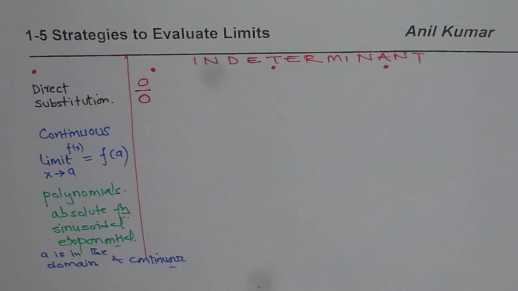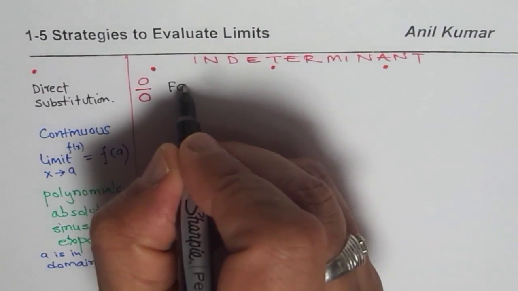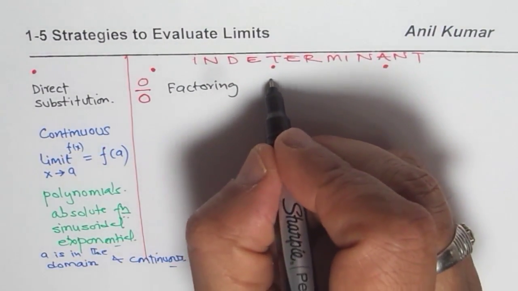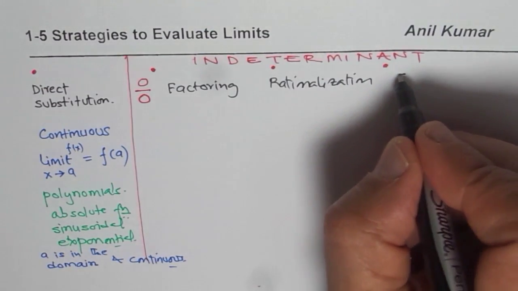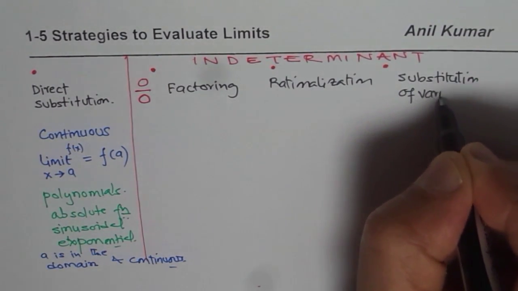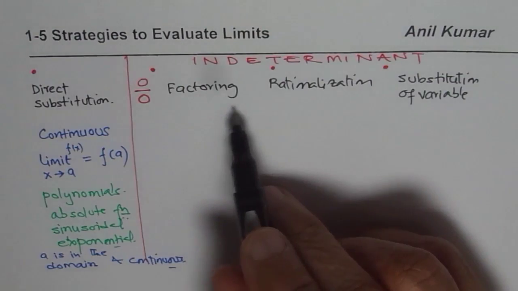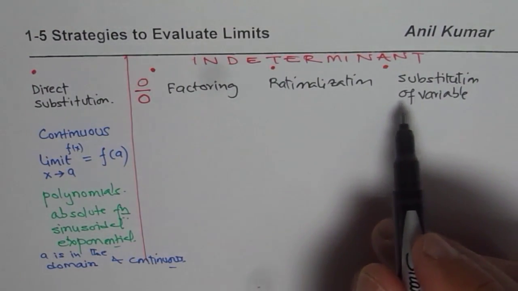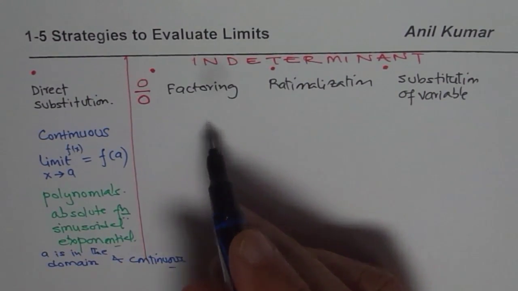And for that, how can we get rid of that common factor? For that we have different strategies. One of them is factoring. One is rationalization. And one is substitution of variable. So these are very common strategies, or we can say change of variable, which are applied to find the limit of a function in such cases. So what I have is, I have about hundreds of videos on this topic, and I'll give you links so that you can follow those and understand and practice each kind of evaluation of limits.